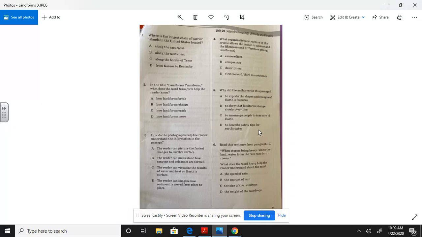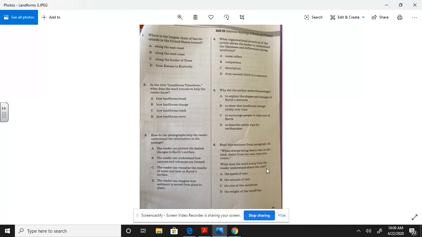Plant a tree. D, to describe safety tips for earthquakes. It didn't give us any safety tips in the article. A, it explained the shapes and changes of Earth's features.